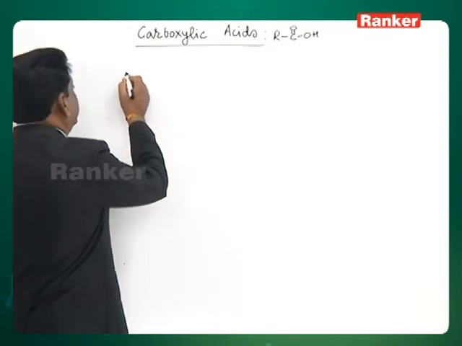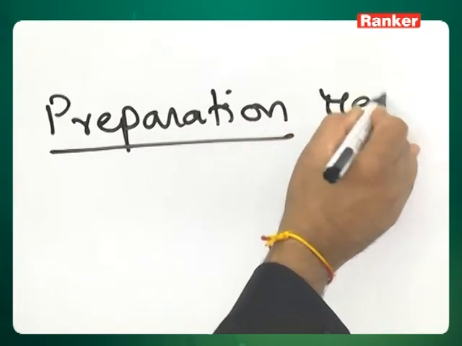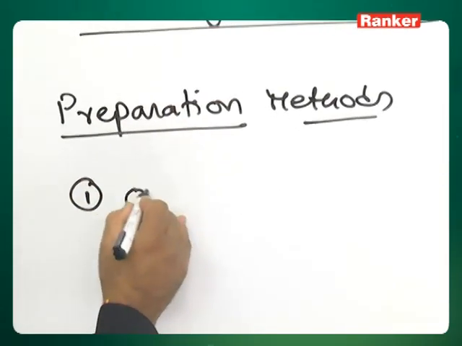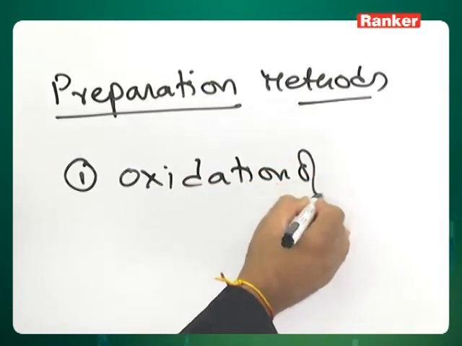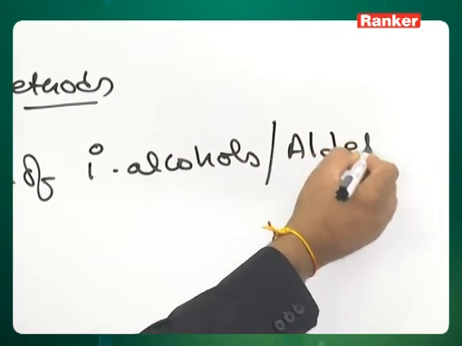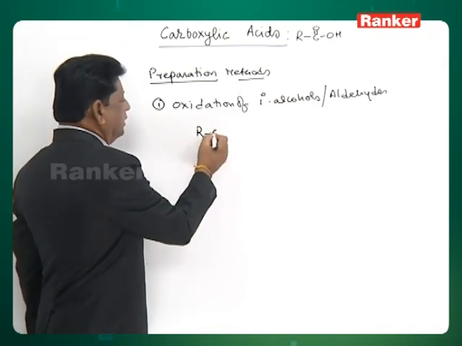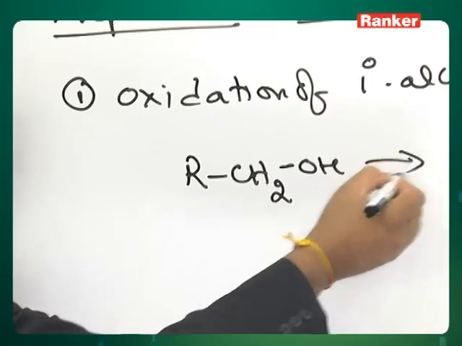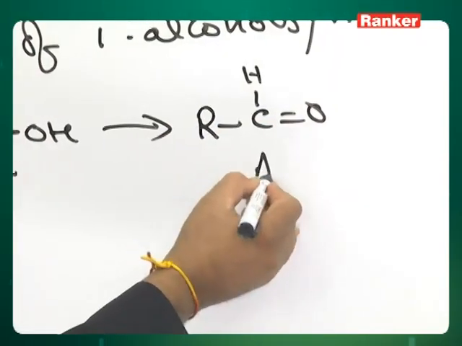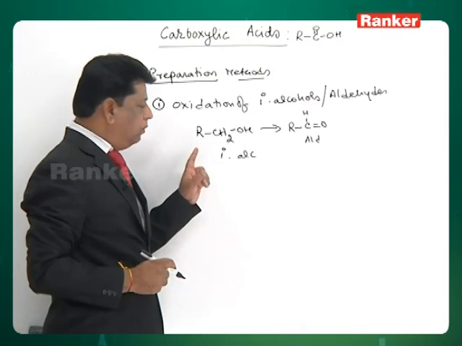Let us go for some of the preparation methods of these carboxylic acids. One such method is the oxidation method: oxidation of 1 degree alcohols as well as aldehydes, because 1 degree alcohols in fact first give aldehydes. Let us have one common representation, RCH2OH, and with mild oxidizing reagents it is converted into C double bond O, the H aldehyde is formed. This is a 1 degree alcohol. The OH attached carbon has one alkyl, therefore it is called a 1 degree alcohol.